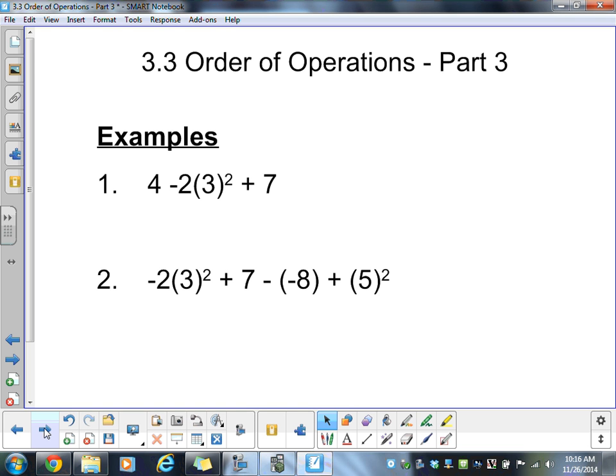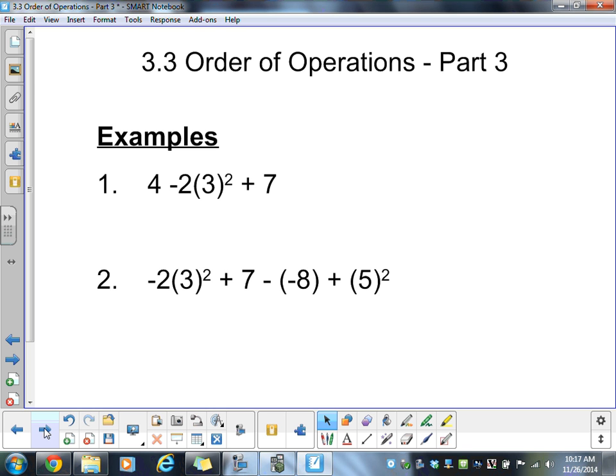Here are some examples. As you can see, we have some exponents in here. We also have some multiplication and division. We also have some adding and subtracting. Just like the video in part 2, my suggestion is that you start at the top of your order of operations with parentheses or brackets. In this case, we have parentheses in this problem, but there's nothing to do inside of these parentheses. So we don't need to worry about that step yet in this lesson. But we do need to look for our exponents.